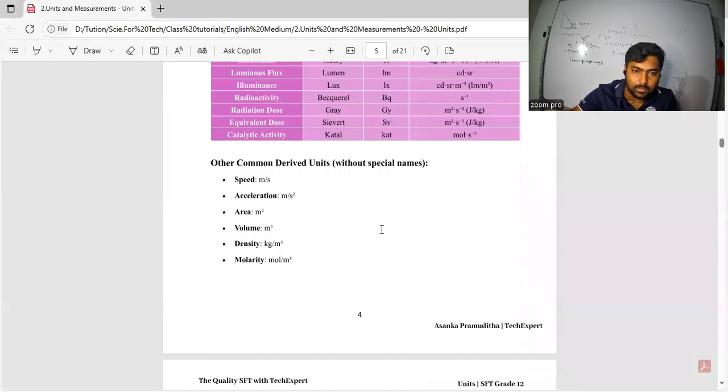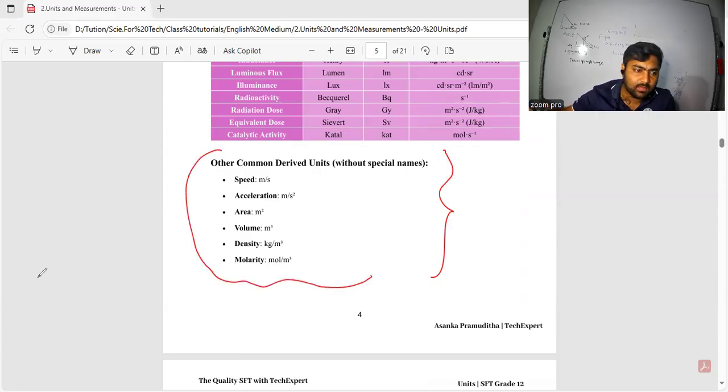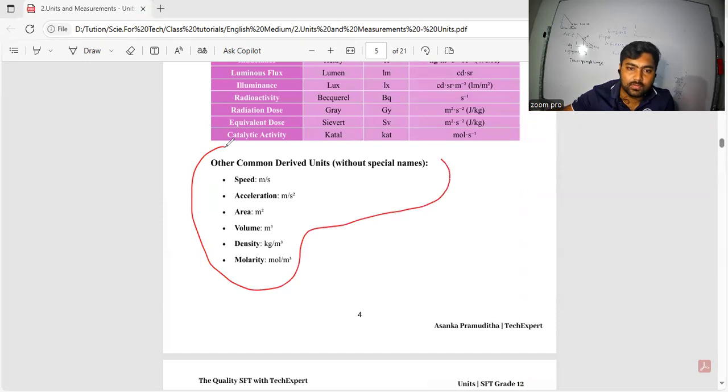Okay, from here, we have another part. Other common derived units. Here are the units without special names. In your syllabus, this is not given. But when you are doing calculation, you have to deal with these units also.